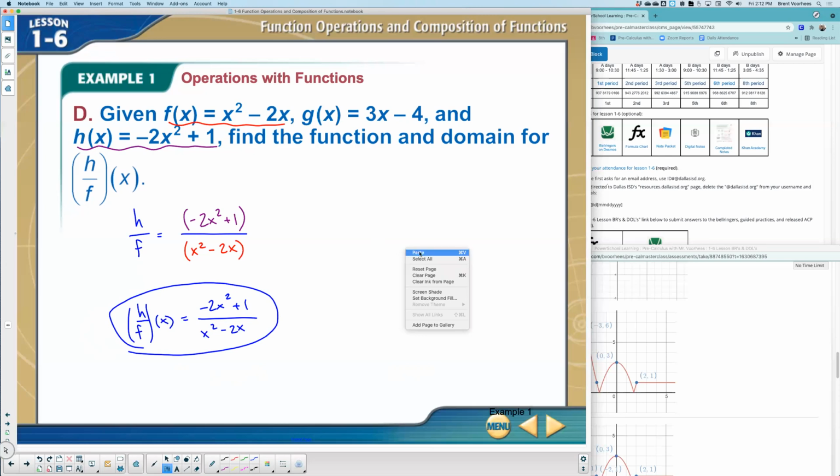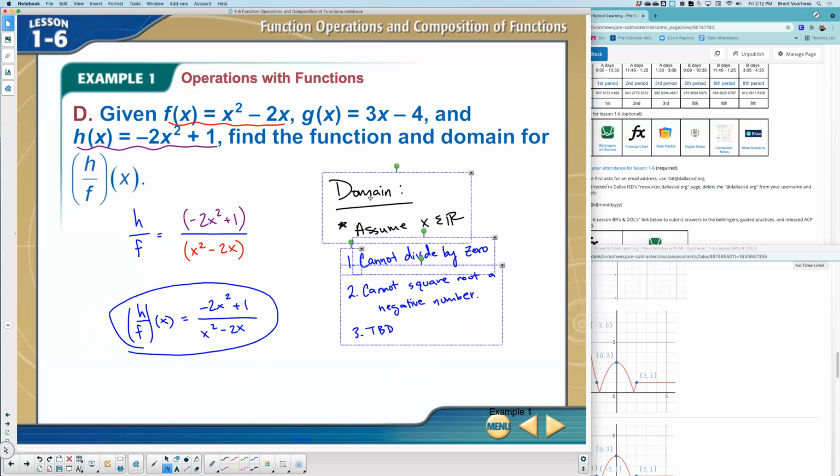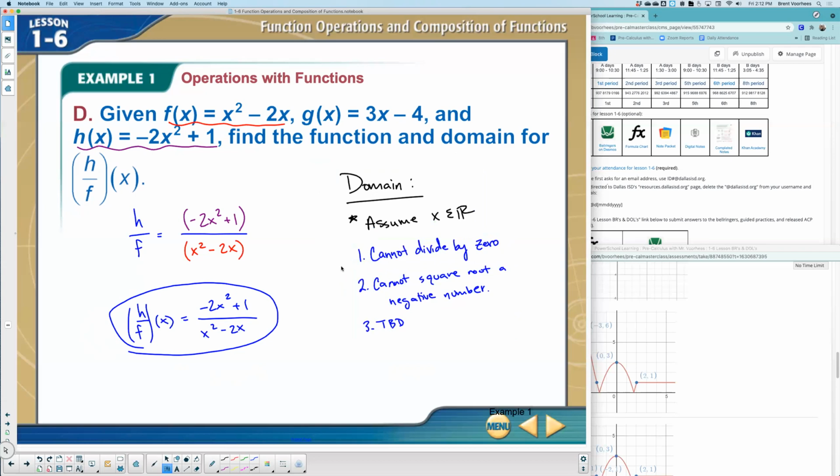But it can't be too easy for us. Is this domain going to be all reals this time? No. Why not?